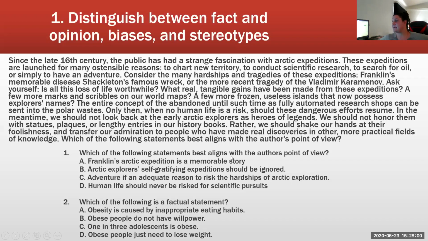Which of the following statements best aligns with the author's point of view? Franklin's Arctic expedition is a memorable story. Arctic explorers' self-gratifying expeditions should be ignored. Adventure, I should say is, not if. Adventure is an adequate reason to risk the hardships of Arctic exploration. Human life should never be risked for scientific pursuits. So we're looking for the statement that aligns with the author's point of view.